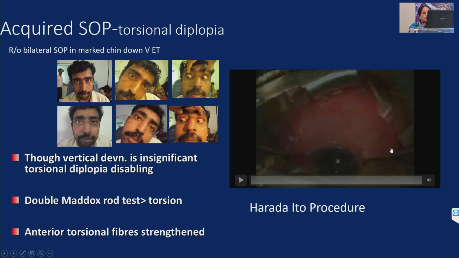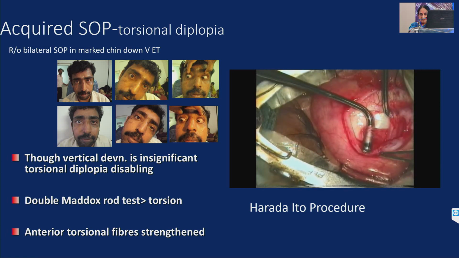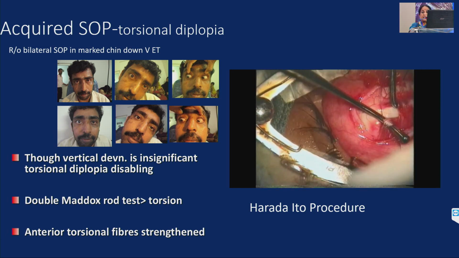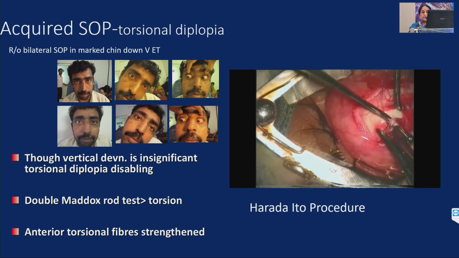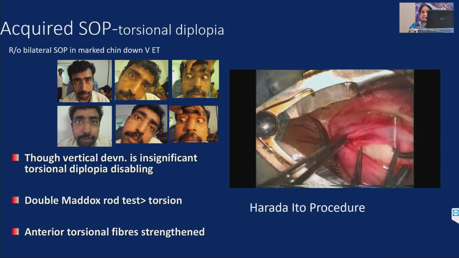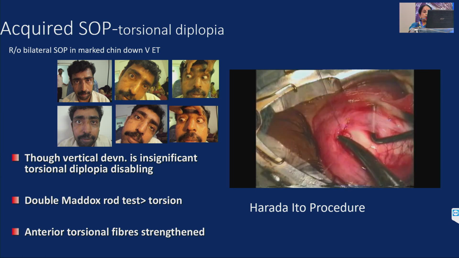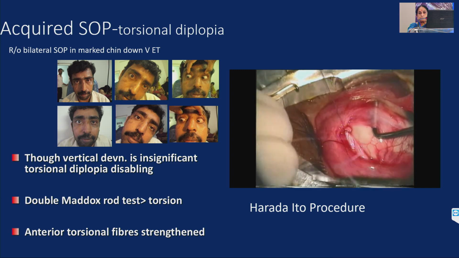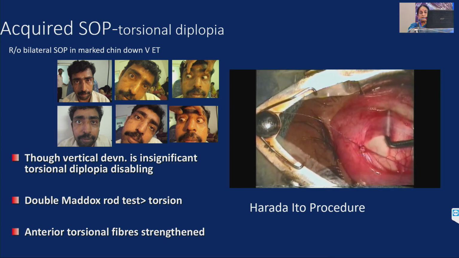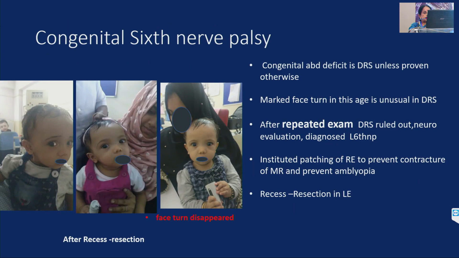So acquired superior oblique palsy doesn't produce much of a hypertropia, but torsional diplopia, which is very troublesome, and double Maddox rod shows large torsion. And sometimes there may be a bilateral superior oblique palsy which has to be ruled out, especially when there is a chin down posture without marked head tilt and a V pattern esotropia. So in these cases, we do a Harada-Ito procedure, which is strengthening of the torsional anterior fibers of the superior oblique, which completely relieves the patient of the torsional diplopia. Even though we don't see the hypertropia or anything, functionally they are okay after the surgery.